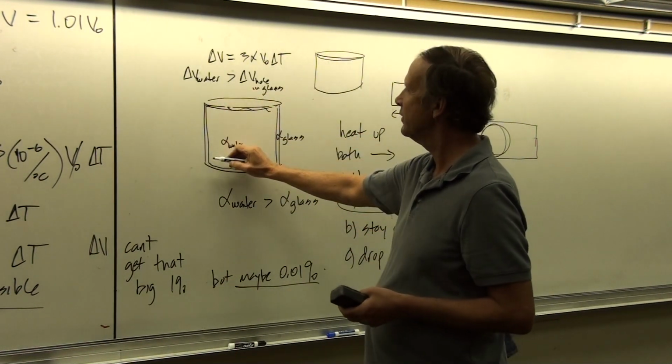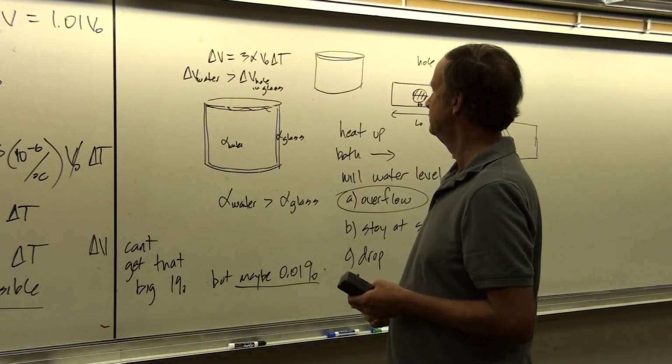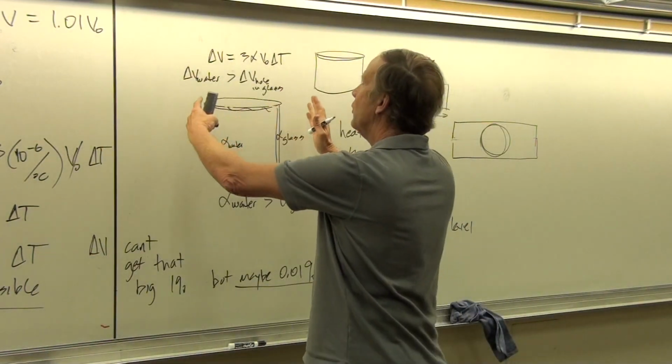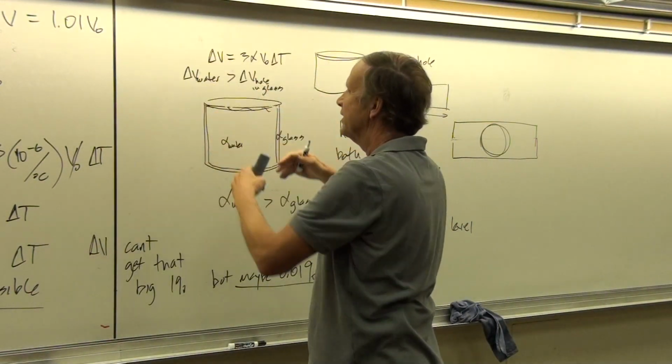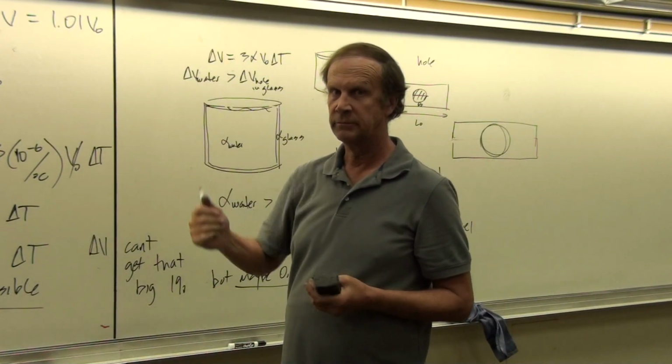On the other hand though, if the alpha for the water were less, if the glass could expand more than the water, then the water level would drop, okay? Because then the hole would get bigger at a rate that's bigger than how fast the water is expanding. So the water level will drop.